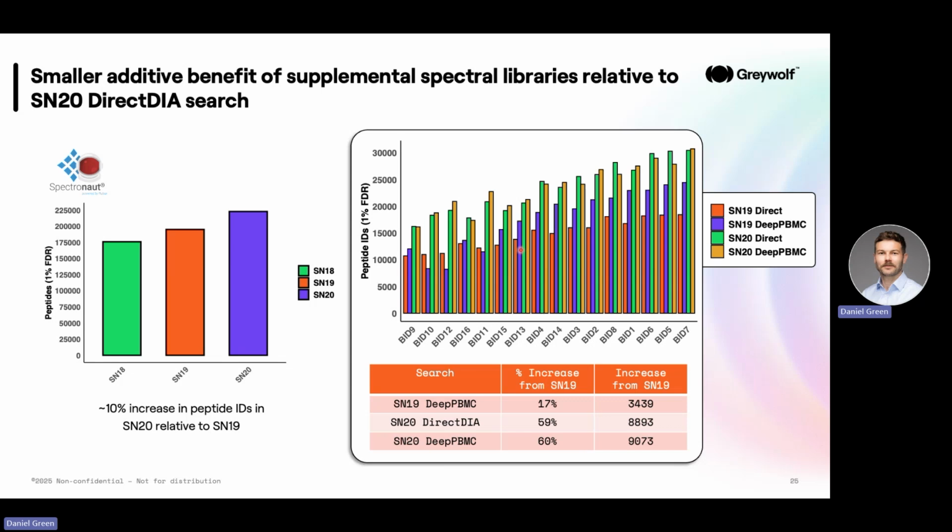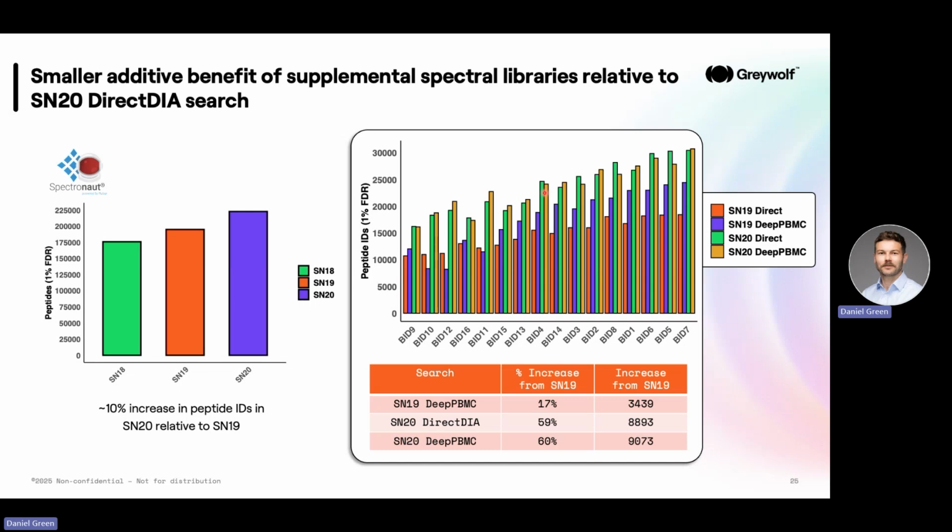But what is very interesting to see is that when you retrospectively go back and search this data in Spectronaut 20, you can see even with the library-free method, we're getting a significant performance increase on top of what we would have obtained with our deep PBMC library method. And then what is also interesting, building on that, is that now when you add in the deep PBMC library into Spectronaut 20, the performance increase is negligible.